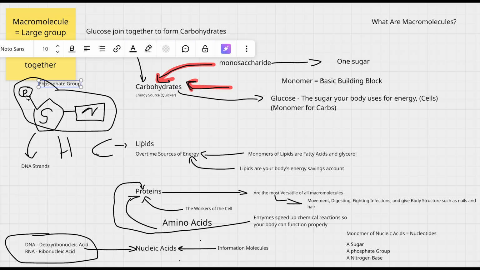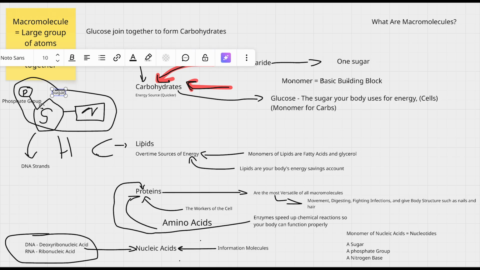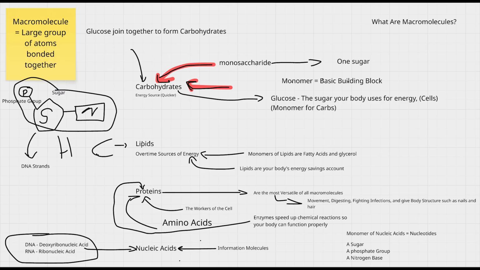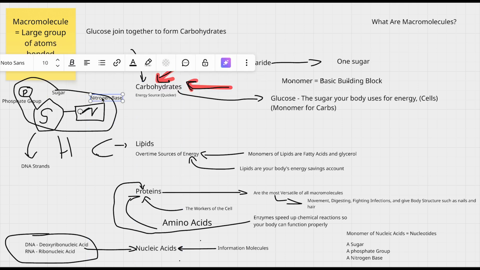Let's see, phosphate group. It's gonna be the phosphate group. I don't know if you guys can read that, but yeah. This is gonna be the sugar. It's kind of easy just to remember it like this. And this is the nitrogen base. These are the three parts.